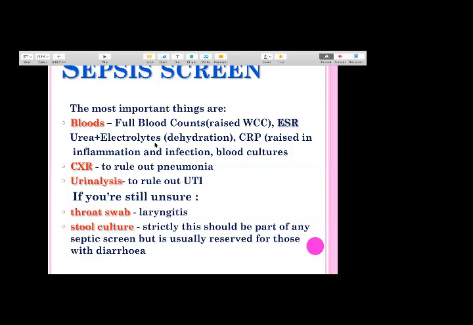Then there's radiology, chest x-ray to rule out pneumonia in any case. Urine analysis, again, to rule out UTI, the urinary tract infection. And if you're still unsure, a throat swab is necessary, to check for laryngitis, and a stool culture should also be done. Strictly, this should not be part of any septic screen because it's usually reserved for those with diarrhea.